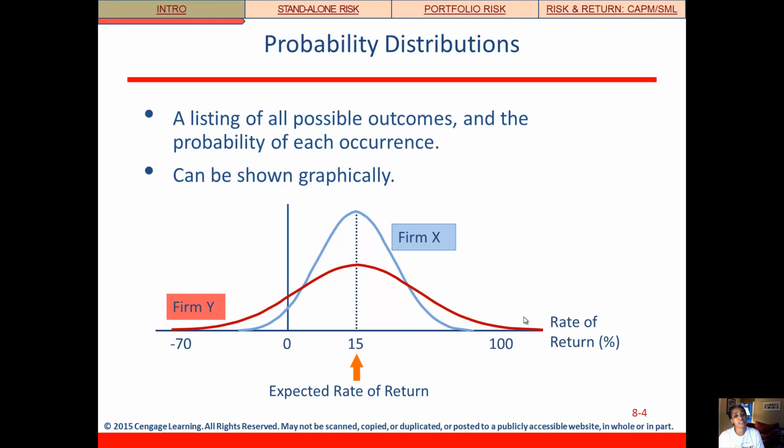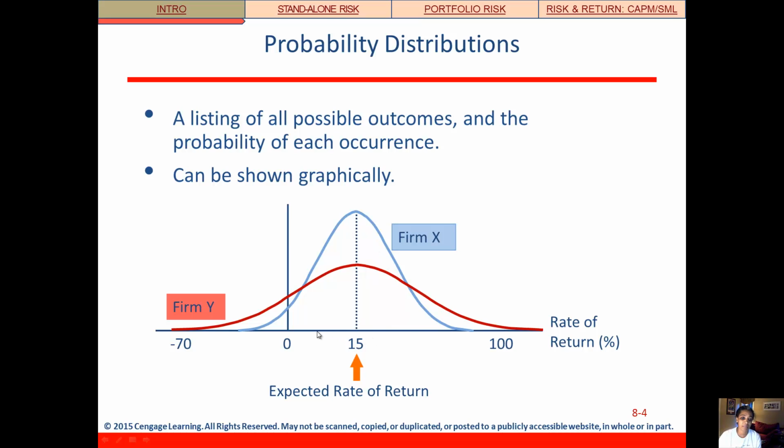So let's look at probability distributions. You've probably seen this before in your statistics course, but what a probability distribution does is it gives a listing of all the possible outcomes and the probability of each occurrence. So it's not really a listing in the sense that you see the outcome and the probability, but that listing is actually being graphed or represented graphically. So that means the area under this curve is composed of all of those possible combinations.